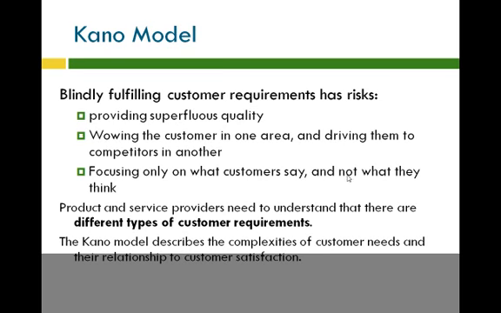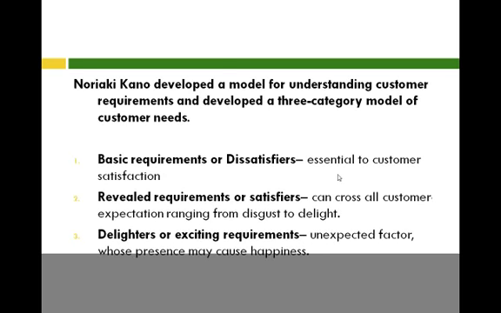Kano said there are 3 types of customer requirements. There's basic requirements or dissatisfiers, revealed requirements or satisfiers, and delighters or exciting requirements. The basic requirements or dissatisfiers are essential to customer satisfaction. If a customer doesn't get those, they're going to be extremely displeased. That's why they're called dissatisfiers. If a customer gets those, they're not even going to notice. They're so basic, customers don't even bother spelling them out.